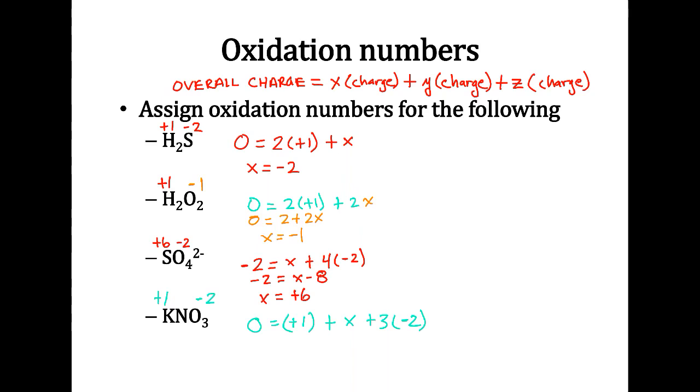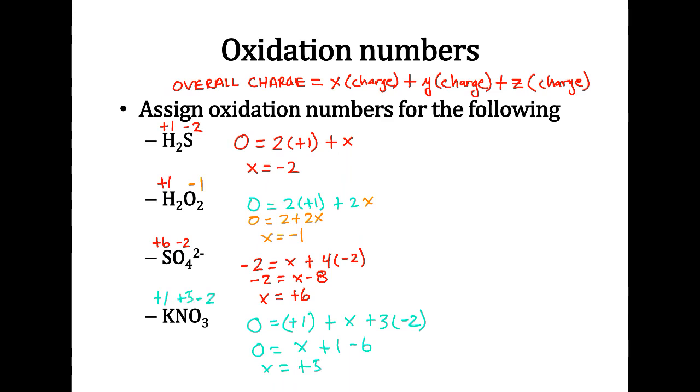Okay, so as we write this out, we'll end up with 0 is equal to X plus 1 minus 6. So X is going to equal +5. So nitrogen has a +5 oxidation number.